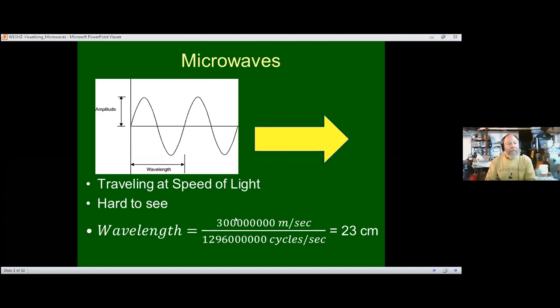Well, the rest of us, 300 is close enough. So at 1296, wavelength's 23 centimeters. Mention that because that's where we're going to do our demo.